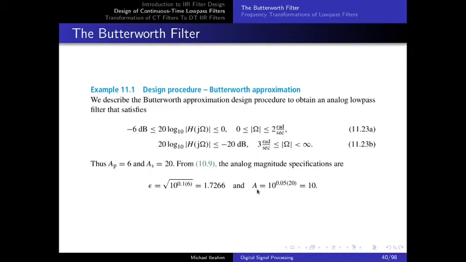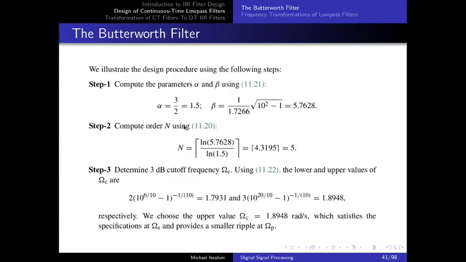Now we can get alpha, beta, and then we can get n, the order of the filter. So alpha is the ratio between omega s and omega p, 3 radians per second over 2 radians per second, which will give us 1.5. And beta is equal to the ratio between the square root of A squared minus 1 over epsilon, which will give us 5.7628. Now we can compute n as the integer which is larger than the ratio between ln beta over ln alpha. This will give us 5. So we have a Butterworth filter of 5th order, which has 5 poles.